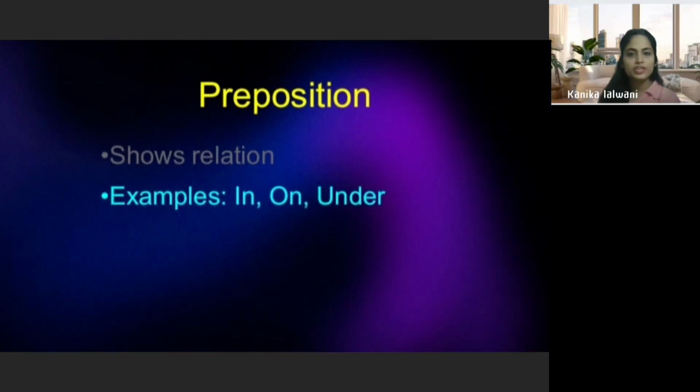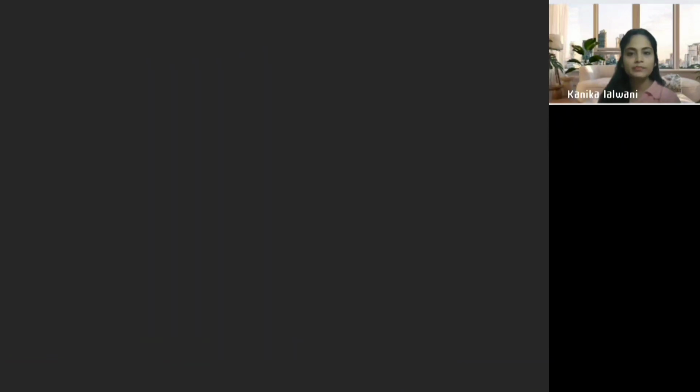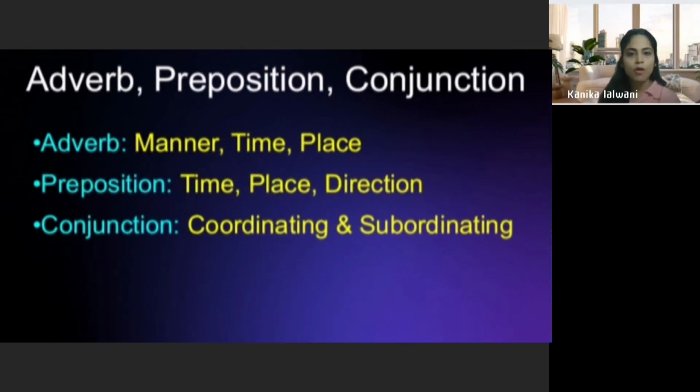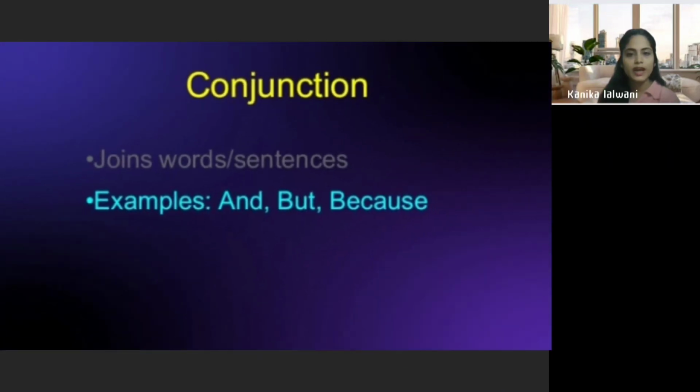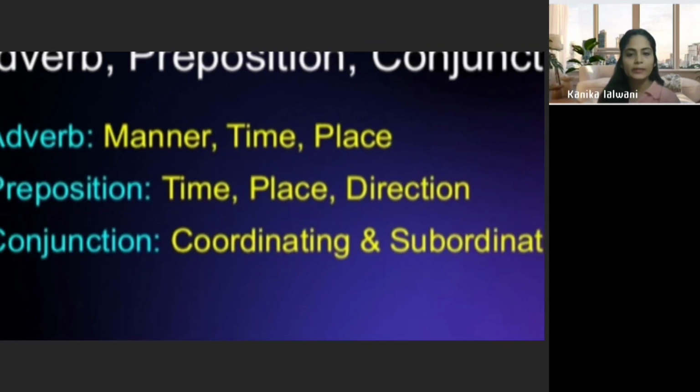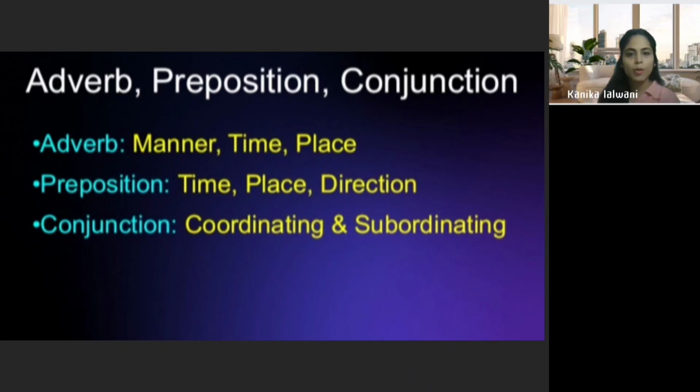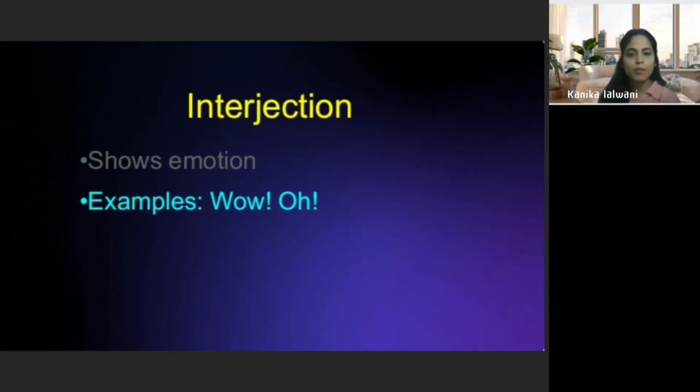Prepositions show relationships of time, place, direction, cause, or instrument. Conjunctions join words and sentences, and they can be coordinating, subordinating, or correlating. Finally, interjections express emotions like joy, surprise, or sadness.